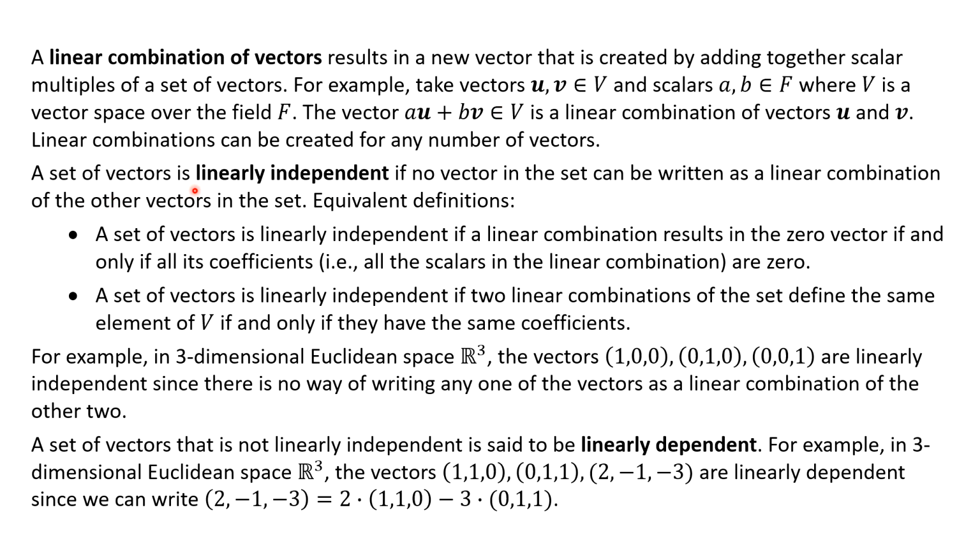A set of vectors is linearly independent, and sometimes we just say independent, if no vector in the set can be written as a linear combination of the other vectors. Then we have a couple of equivalent definitions of linear independence. A set of vectors is linearly independent if a linear combination results in the zero vector if and only if all its coefficients are 0.